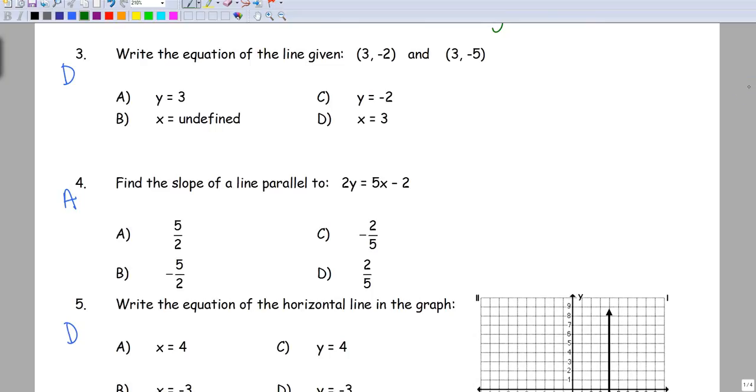Number 3, before you find the slope, you should always check. In this case, we have a matching pair. They are both x's. X equals 3 is your answer.